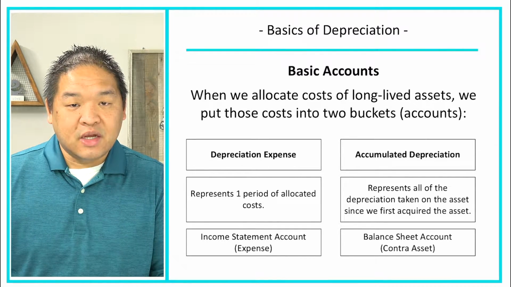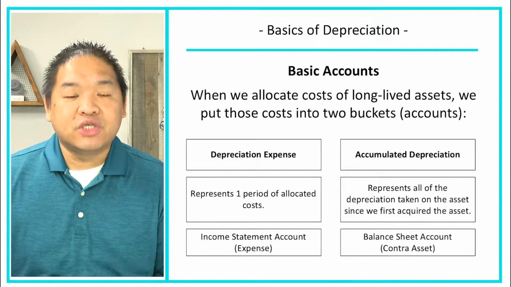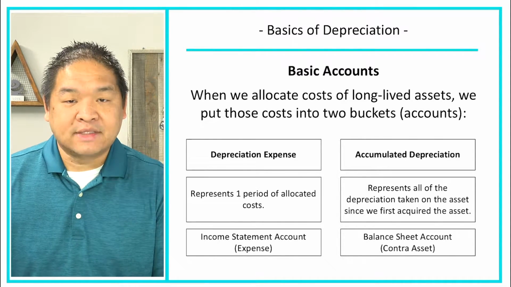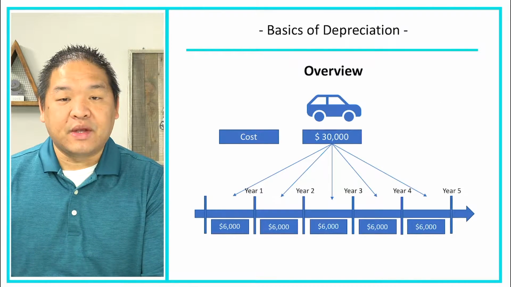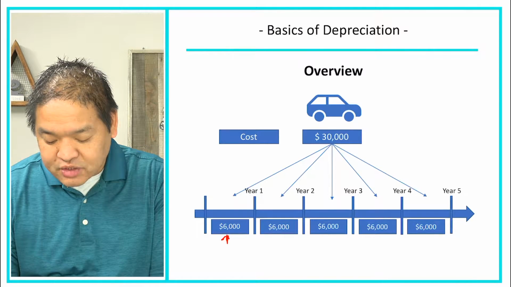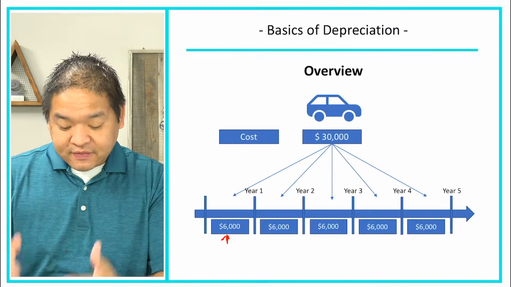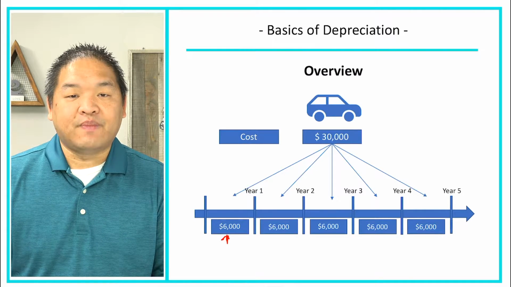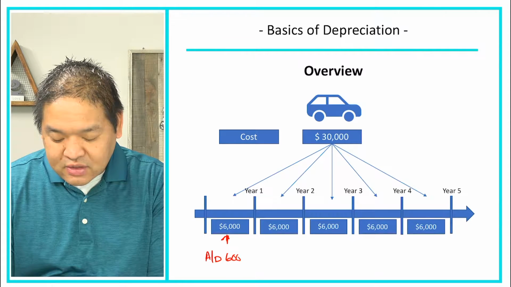Now, the key thing about the accumulated depreciation is that it represents all of the depreciation we've taken on the asset since we first acquired the asset. So let me give you an example of how both of these would work. So let's bring back our car example here. You notice that in year 1, we have $6,000 of depreciation expense. And so at the end of the year, we would book a depreciation expense of $6,000, and then we would offset that with an accumulated depreciation of $6,000. So our accumulated depreciation would be $6,000 in year 1.